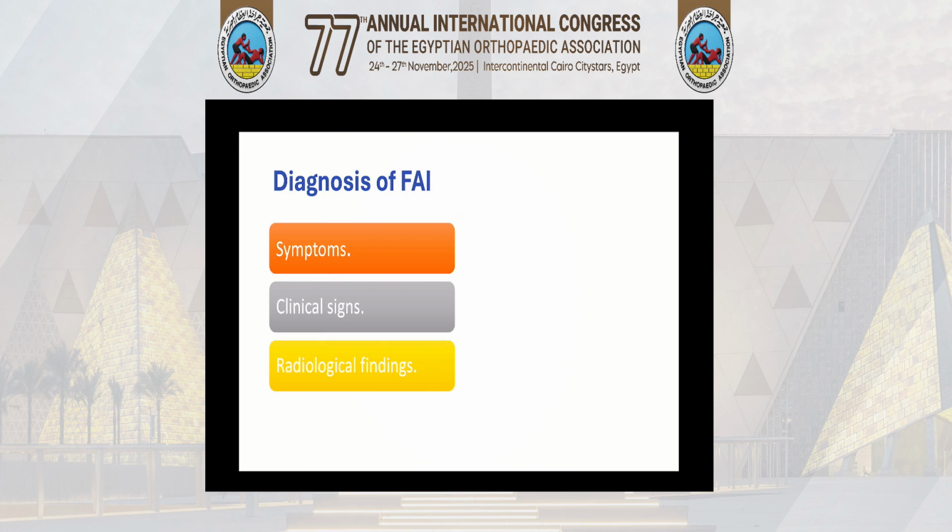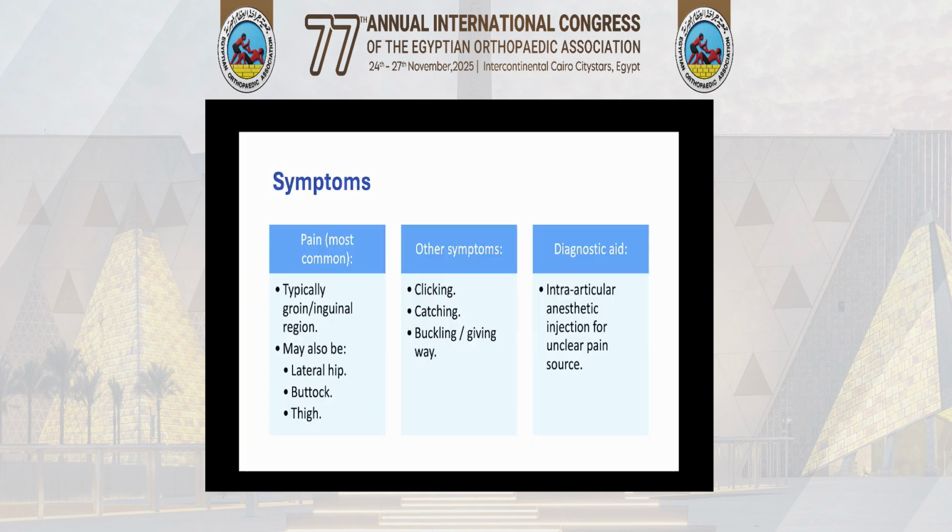To diagnose femoral-acetabular impingement, you should properly discuss with the patient, ask about the symptoms and the clinical signs, and lastly look at the radiological imaging and findings. The main symptom is usually the C sign, mainly typically in the groin or inguinal region. Sometimes it refers to the lateral hip, buttocks, or thigh. Usually the patient is complaining of clicking, catching, or giving way.